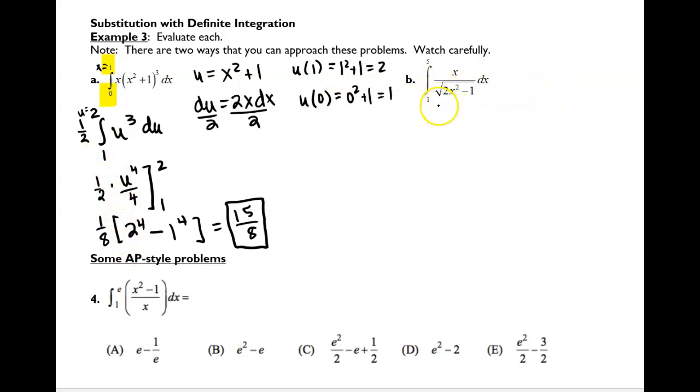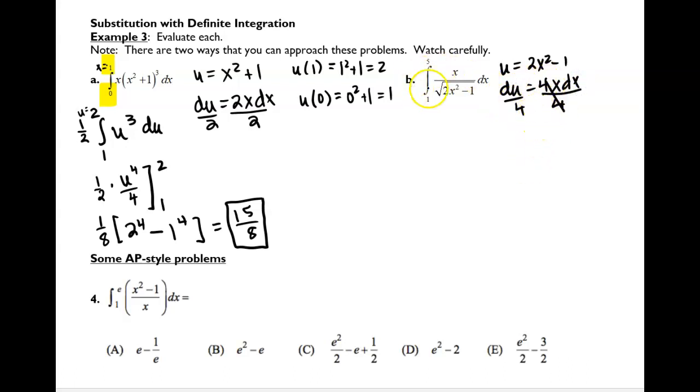Okay, in part B, we have the integral from 1 to 5 of x over square root of 2x squared minus 1. And so again, we'll make our u 2x squared minus 1, just like we would before. Our derivative of that is 4x dx. I'm missing just the 4, so I'm going to divide by 4.